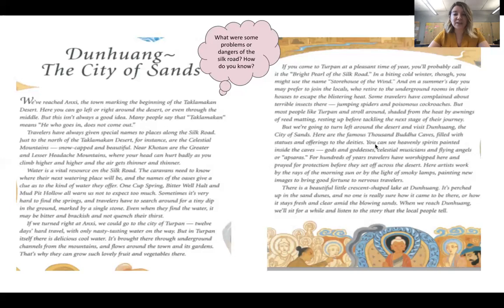One thing that I noticed is that it says, for hundreds of years, travelers have worshipped here and prayed for protection before they set off across the desert. Well, if people really had to pray for protection before they set off across the desert, then it must have been dangerous. And if we go back to the earlier portion of our reading, we know that water was a vital resource that wasn't always available to the travelers of the Silk Road. So, one big problem or danger of the Silk Road is that there isn't enough water.